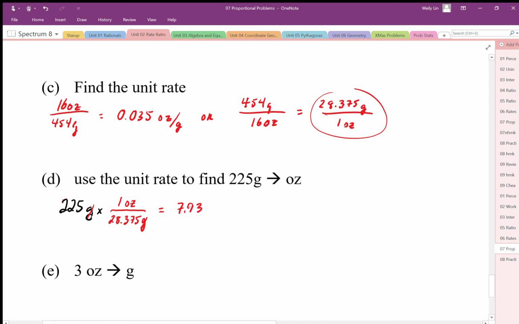So I get 7.93 ounces. Okay, and again, if I ever forget what units I'm working with, my unit analysis allows me to see very clearly that I'm going to be left with ounces.